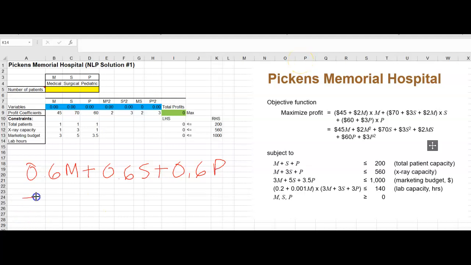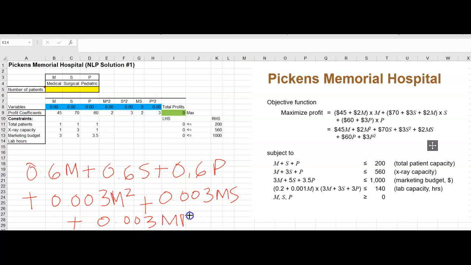So that is added here as a plus sign because the original sign for 0.01m is positive, and it's also being multiplied with all positive numbers. So that becomes 0.003 because we multiply the 3 with 0.001, m squared, plus 0.003 m multiplied by s, so ms, and finally 0.003 m multiplied by p.